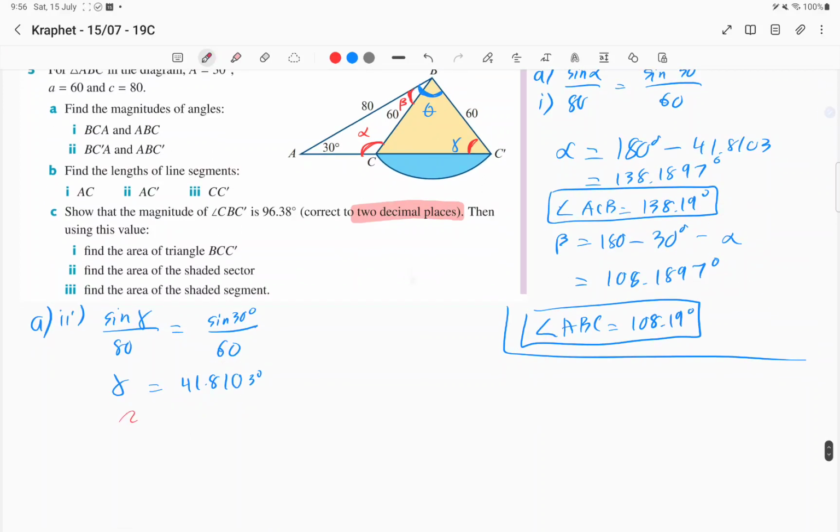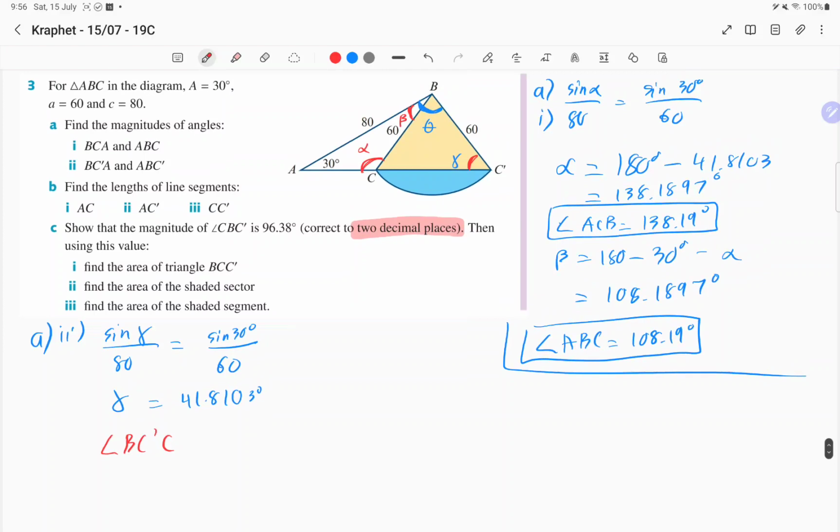So gamma equals that. Wait, you've got to change the other one as well, right? Oh yeah, I do need to change this one as well. Yes, minus alpha, and just switch that up. 180 minus 30 minus that is 11.8103 degrees. So I'll change that one here: 11.81 degrees. Yeah, looks about right.